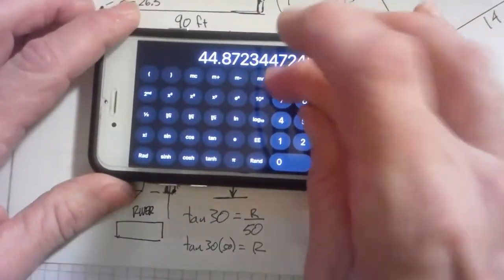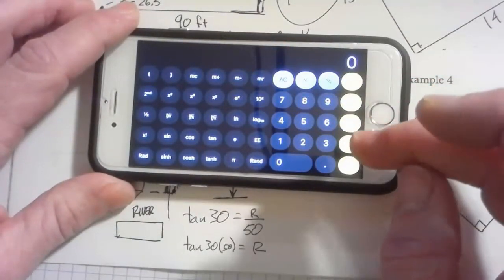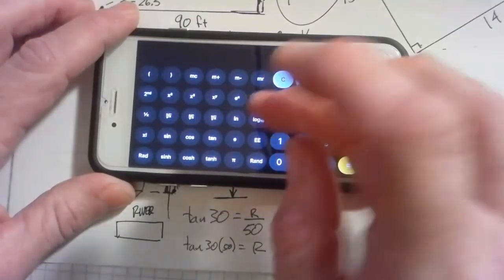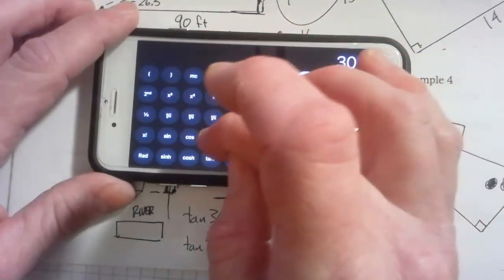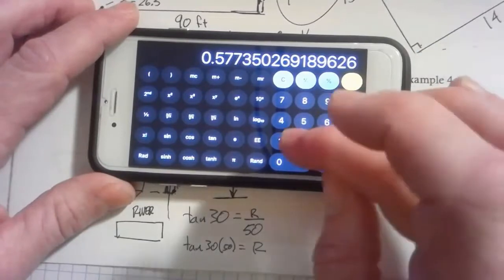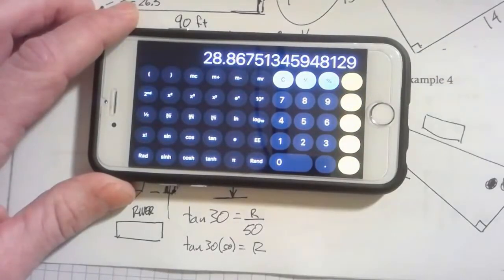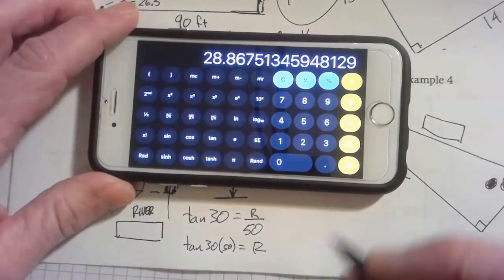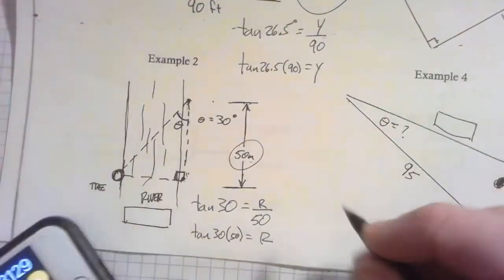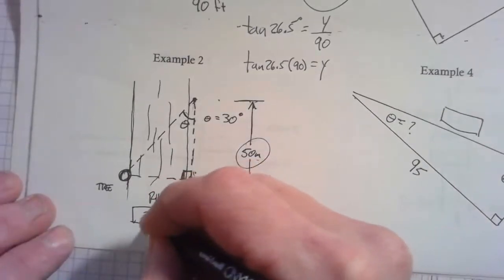So we'll clear out, and we'll go 30 tangent times 50. We find that our river is about 28.9 across, 28.9 meters across.